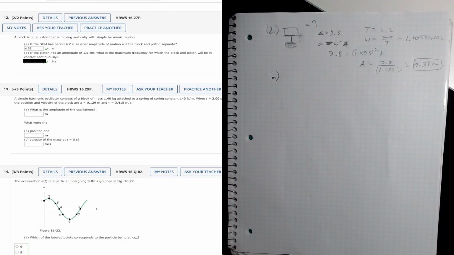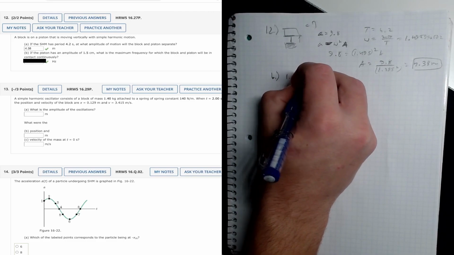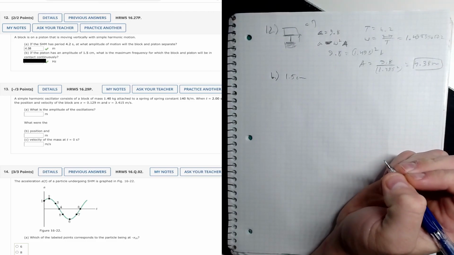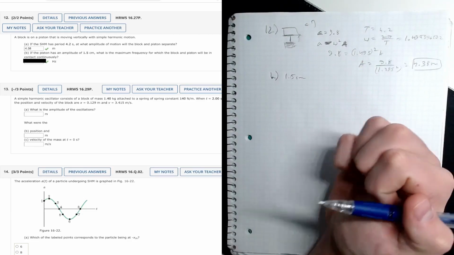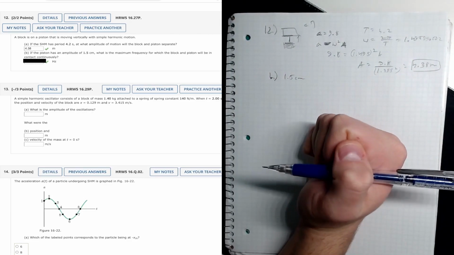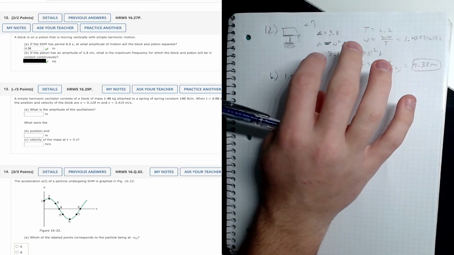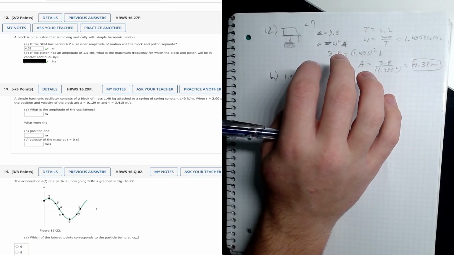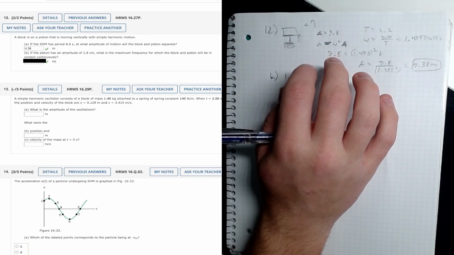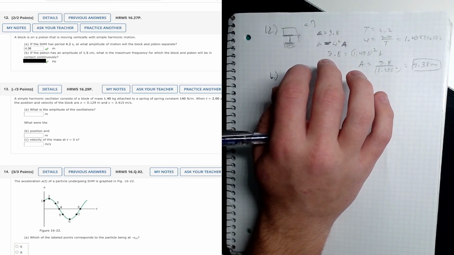Part B: if the piston has an amplitude of 1.5 centimeters, what is the maximum frequency for which the block and piston will be in contact continuously? Again, this will be a threshold, so at 9.8 meters per second squared, it will be the case. They will still be together, yet just apart. It's a weird concept conceptually, but mathematically it makes sense. It's the point where it just stays on, but it's also the point where it'll just separate if it's just above.